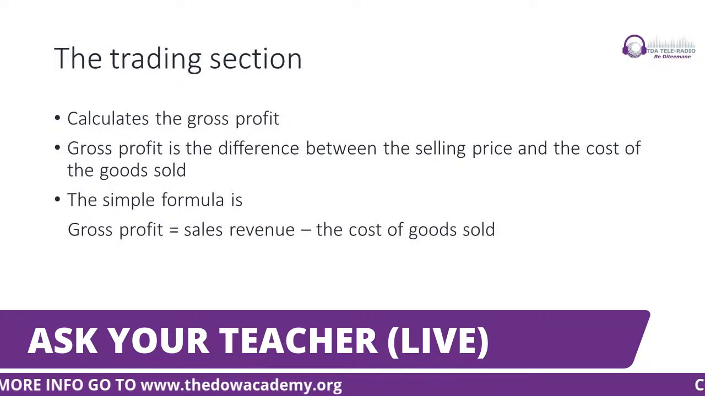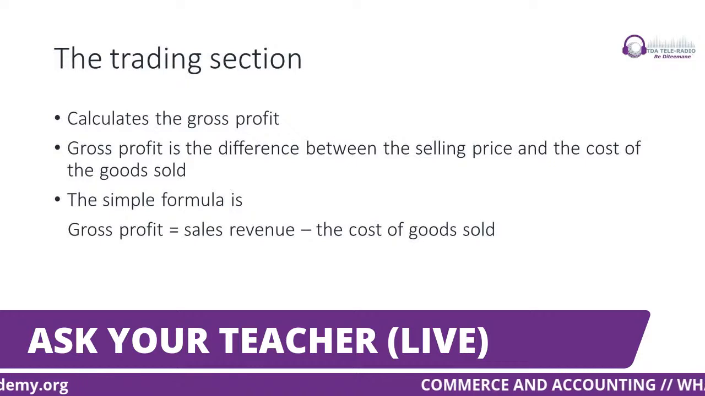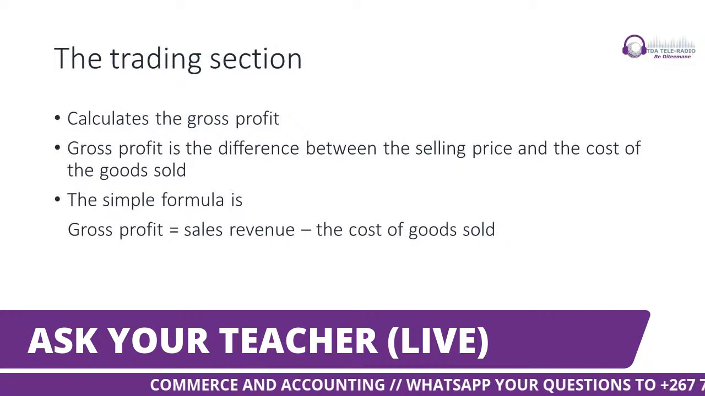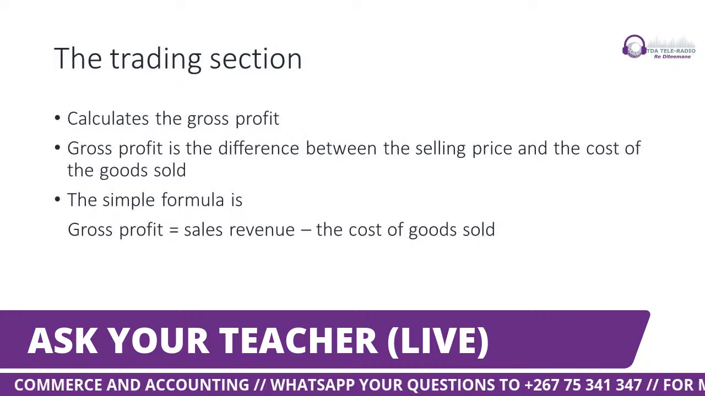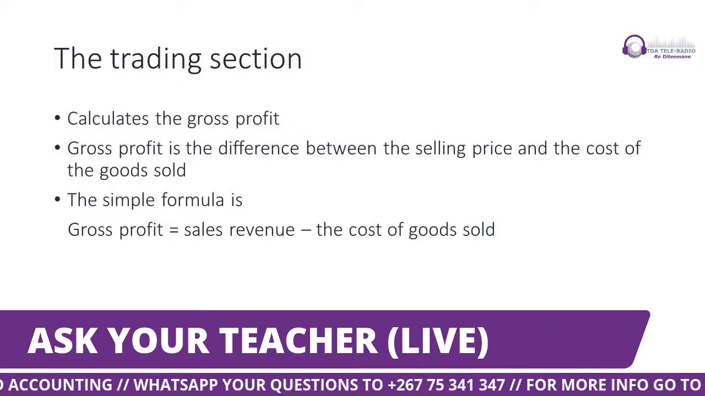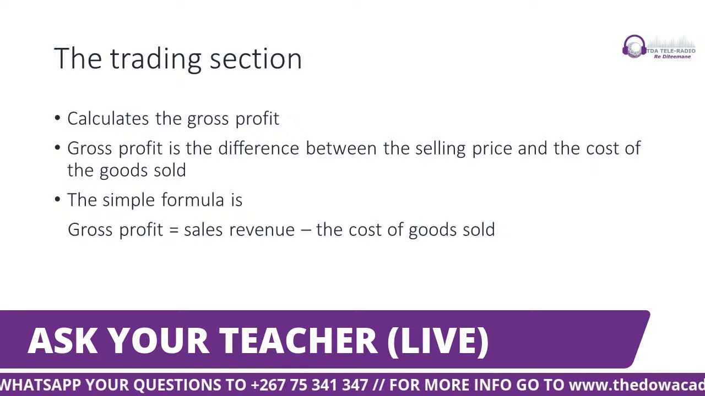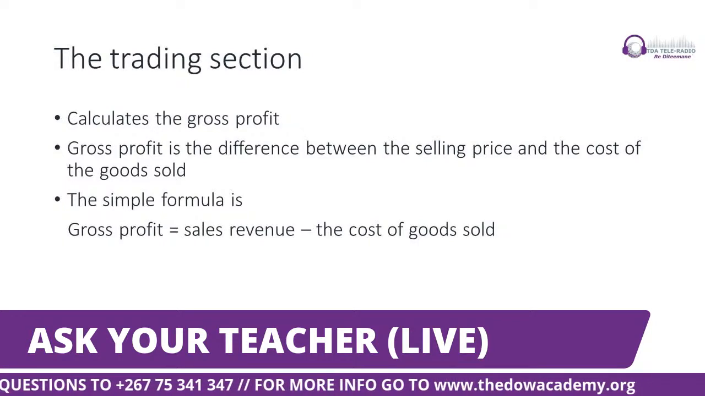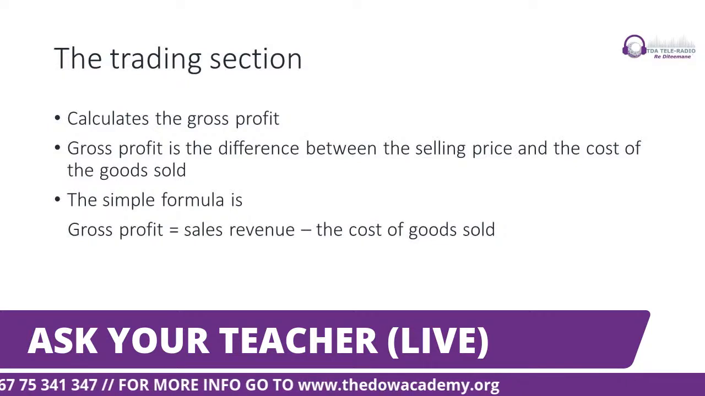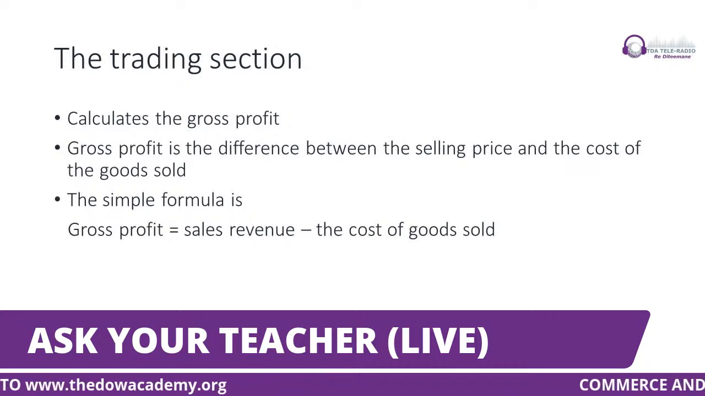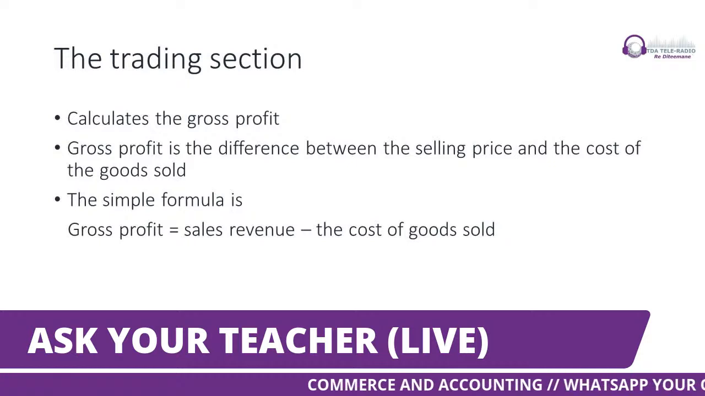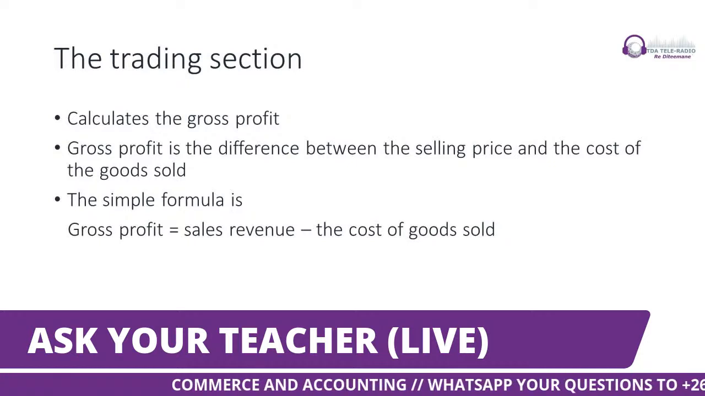So let's look at the trading section. What is the purpose of the trading section? It is meant to calculate gross profit. How do we calculate gross profit? Gross profit is simply the difference between the selling price and the cost of goods sold. And what is the formula? Gross profit is calculated by sales revenue minus cost of goods sold. That is the simple formula.